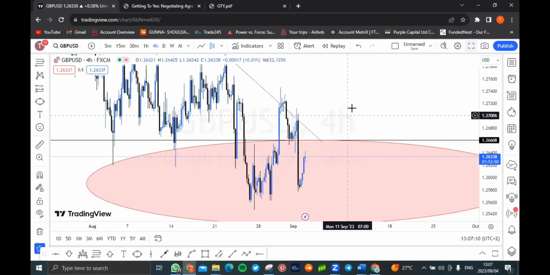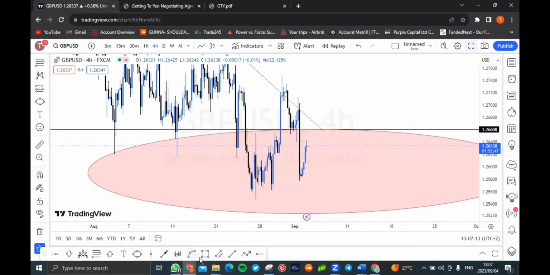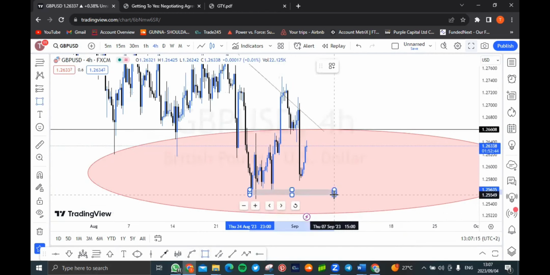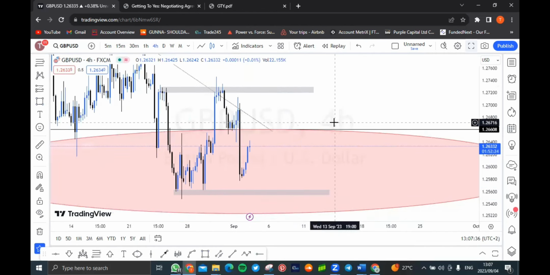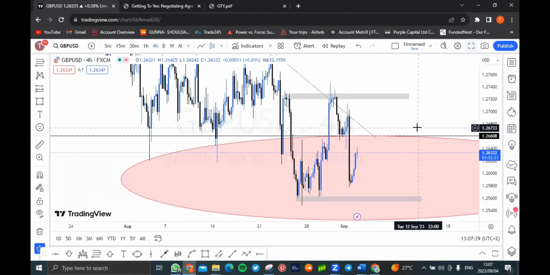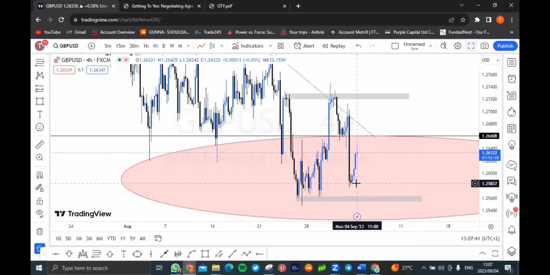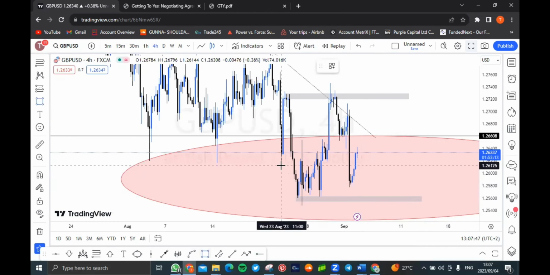So if we zoom in, we can see that we have two touches on this support, and we also have two touches on the resistance, right? And this was meant to be the third touch, but it didn't even make it to the support zone. So I don't know what the price is trying to do, honestly. But as you can see, it made a higher low. That's a good sign.